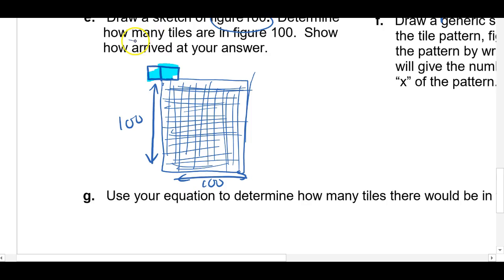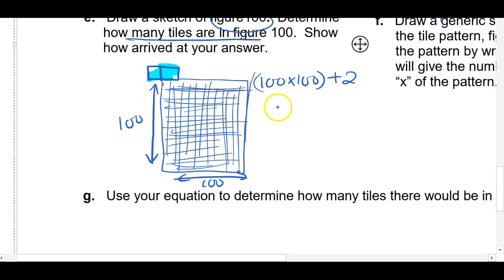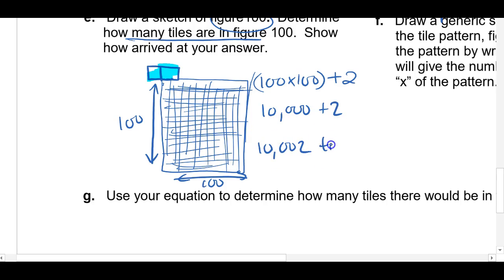The second question is how many tiles is in that figure? Well, I know that if I multiply 100 times 100, that will tell me how many are in the box or in the square. And then what I need to do is add 2 because of these 2 small tiles. So 100 times 100 is 10,000 plus 2, 10,002 tiles.